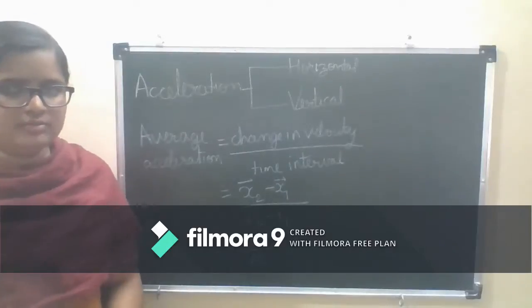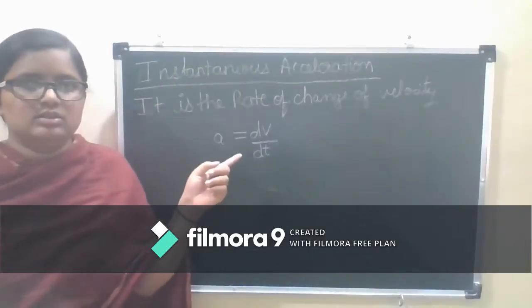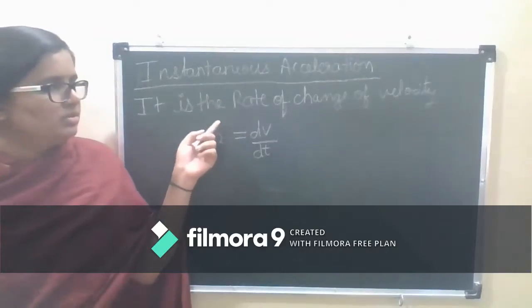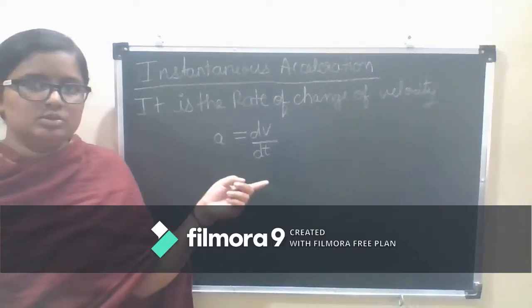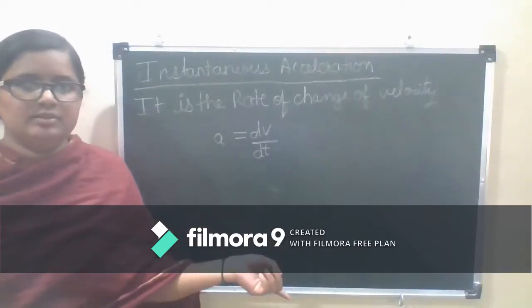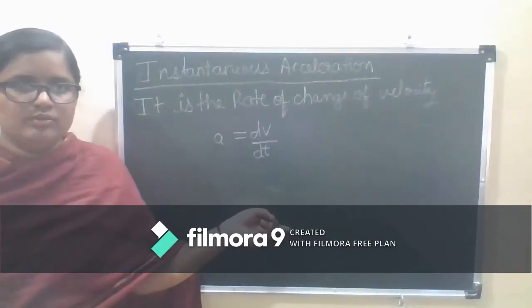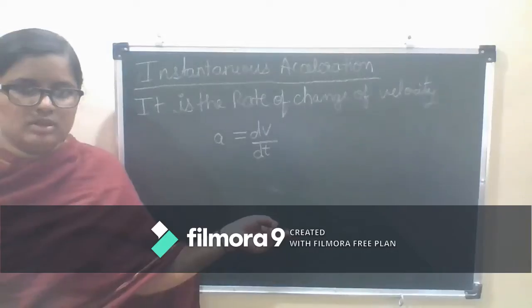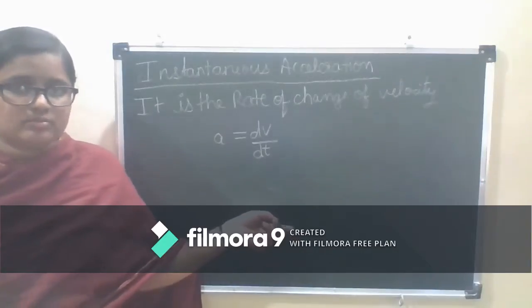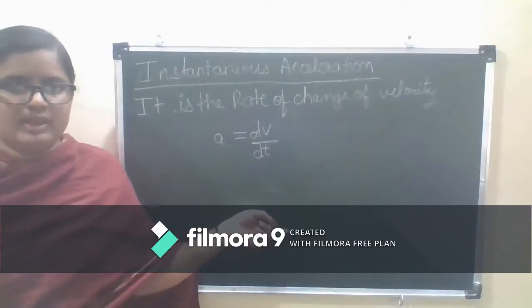Now we will see instantaneous acceleration, which is the ratio of the change of velocity, that is a is equal to dv by dt. We are also familiar with these terms. We have been learning these terms for many years, and this is not new.